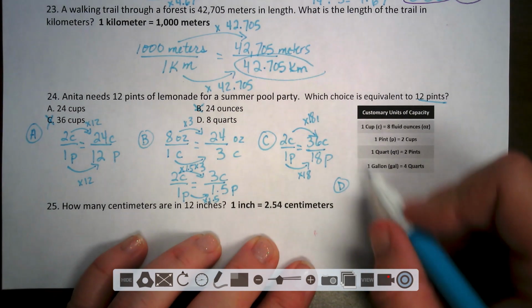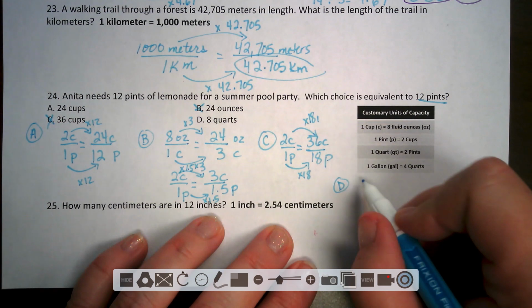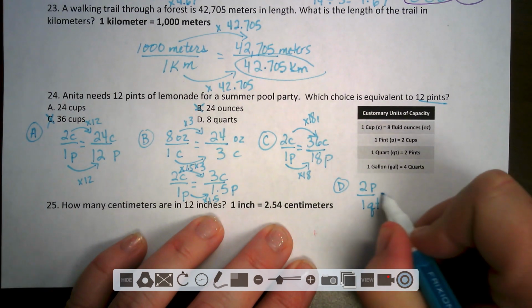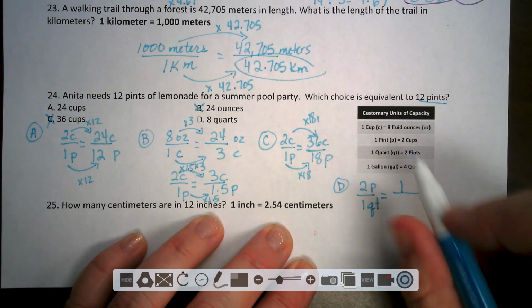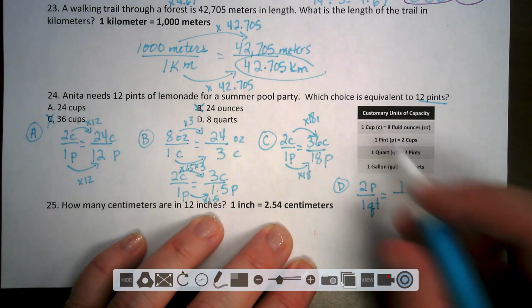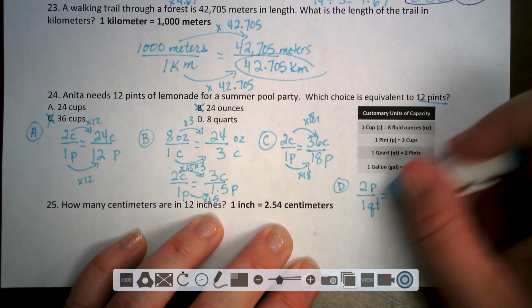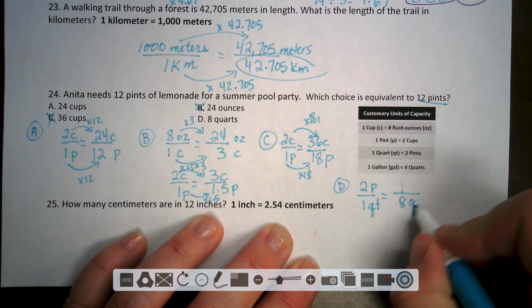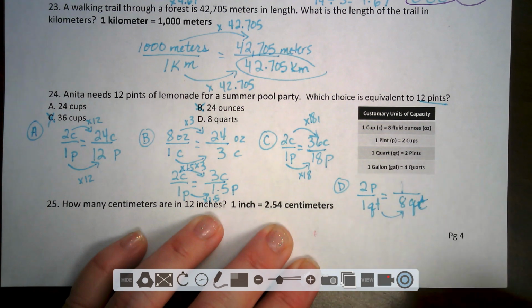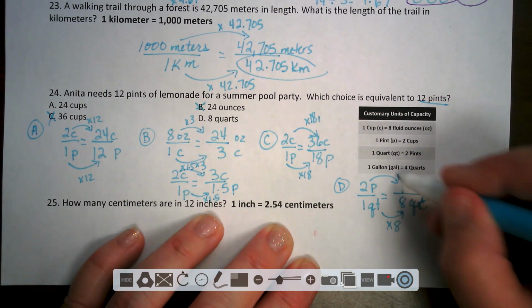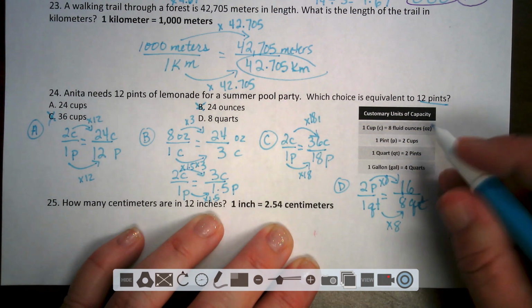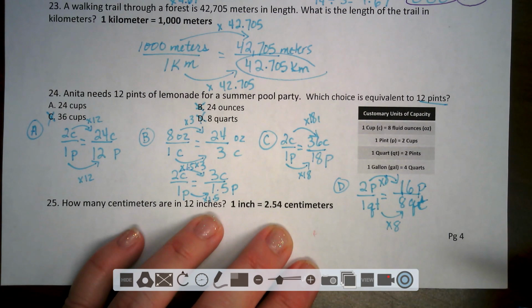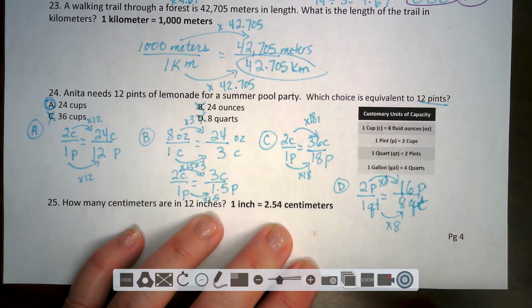For D, we have 8 quarts. So I'm going to put my pints to quarts, and it's giving me 8 quarts. I kind of cheated a little bit there. It's a good thing I have an erasable pen. 8 quarts. How do I get from 1 to 8? That's times 8. So what is 2 times 8? That would be 16 pints. Again, too many, so D is out. So after all that work, A was your correct answer.